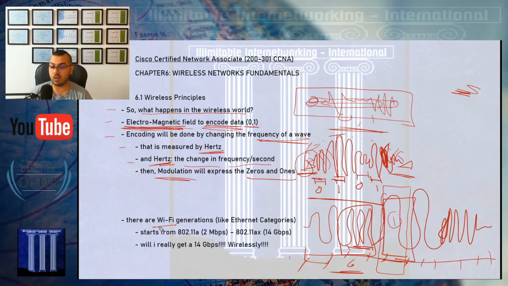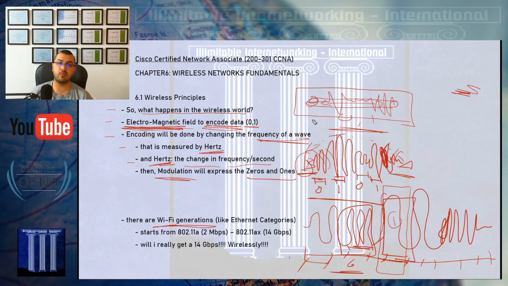Okay, so there are Wi-Fi generations. This is a note, not directly related to this one, but just some notes that I have written below, because until now I'm comparing the cables and the wireless field. In cables, there were frequencies, but they were expressed using electrical signals or light signals, changing electrical signals or changing light signals. In the wireless field, there is electromagnetic and there is modulation, and this modulation will change the behavior of a wave or a frequency so that it will express the ones and zeros.